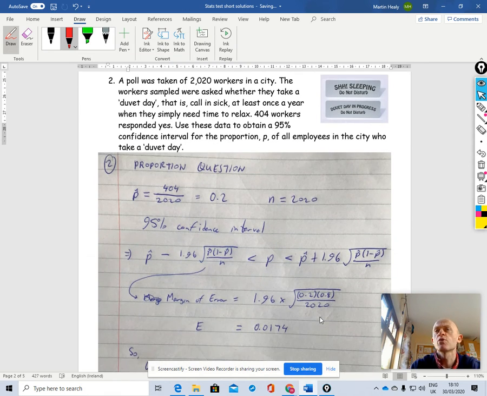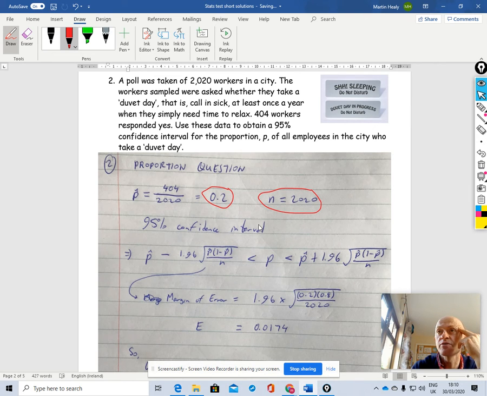This question here, proportion question, 2,020 workers, 404 workers responded yes. Now be careful here. The sample size n is how many people were asked altogether, not how many agreed, or how many did disagree, or whatever. The sample size is the total amount of people surveyed. The proportion is 404 over 2,020, so that gives you a sample proportion of 0.2.